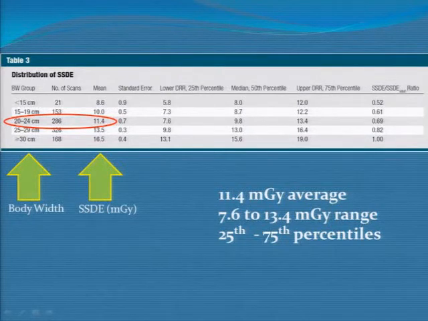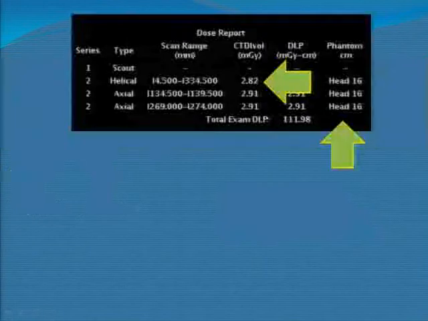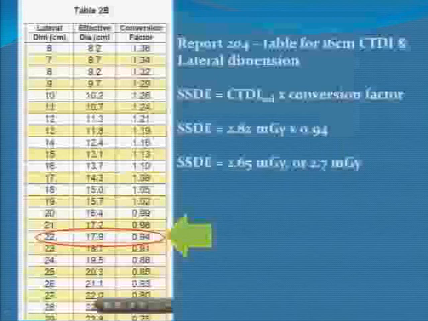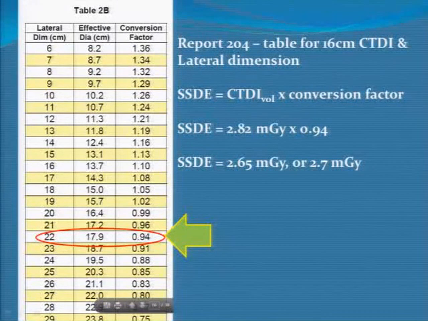So this is what we're aiming at, 11.4 milligray average, and somewhere between 7.6 and 13.4 milligray. That's sort of where we would like to be. So where were we with this case? Well, we take our CTDI vol, which is shown here, 2.8. We know that we're using the 16 centimeter head phantom for our CTDI value. We find the correct table in the 204 report. That's probably the most critical piece. So here I'm looking for the lateral dimension on the 16 centimeter CTDI table. Here is our 22 centimeters for this lateral dimension, and our multiplier is 0.94.